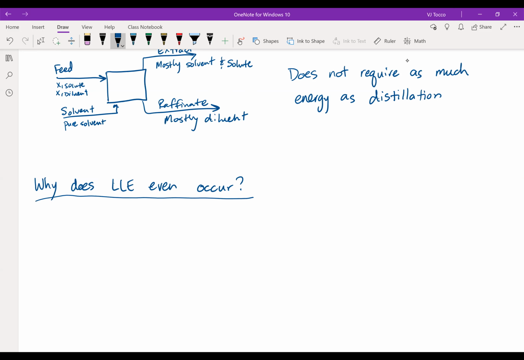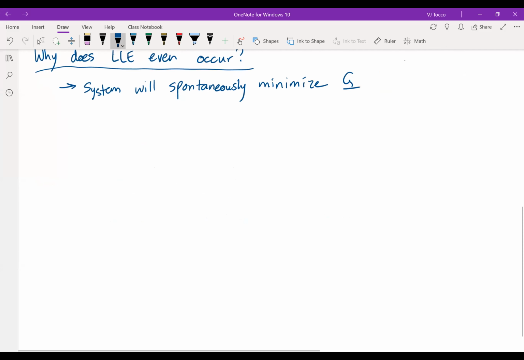So the answer to why liquid-liquid equilibrium occurs is because, remember, the system wants to minimize the Gibbs free energy. The system will spontaneously minimize G. We'll talk about that more on Friday, how you'd go about calculating the Gibbs free energy for liquid-liquid equilibrium. So before discussing more of those details of why, let's first learn how to read a phase diagram.